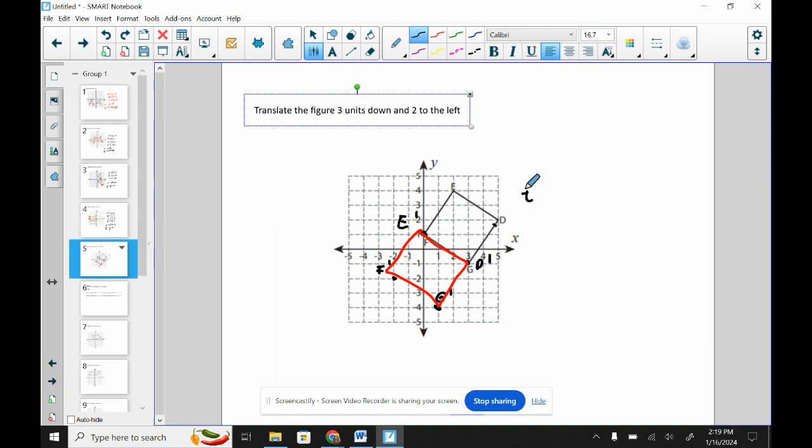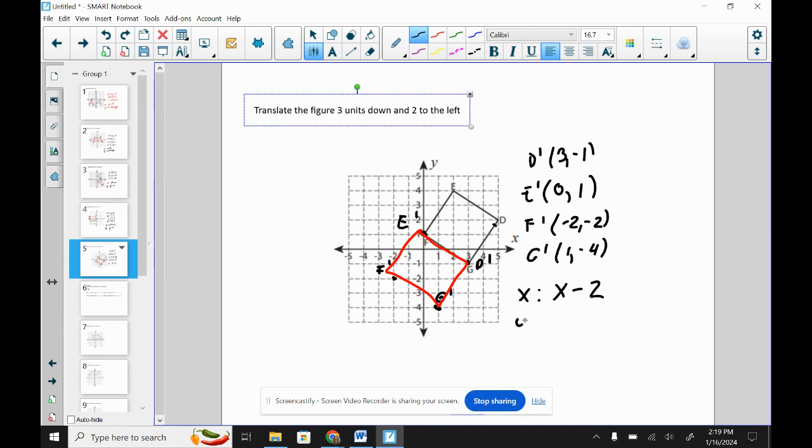So my new E point is 0, 1. I should do it alphabetically, I guess. My new D point is 3, -1. D, E, F. My new F point is -2, -2. And my new G point, or G prime, is 1, -4. So then it asks, what's happening to the X? Well, I moved 2 to the left, so my X is getting smaller by 2. What's happening to the Y? I moved it 3 down, so it's getting smaller by 3.